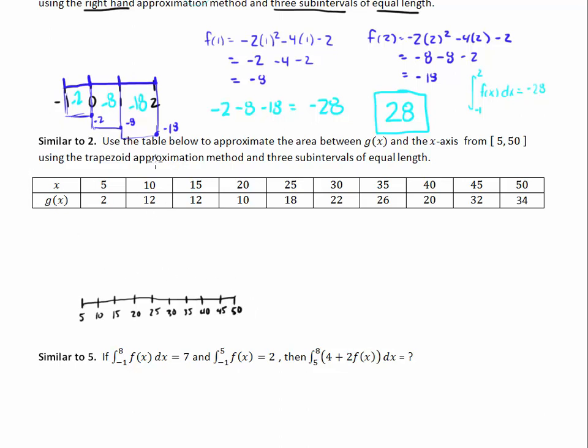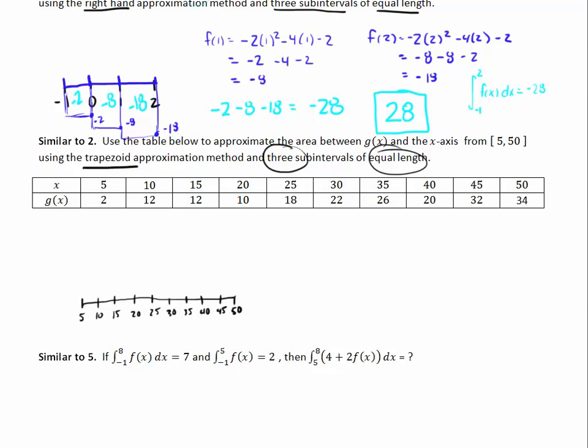And we are using, I guess I've got to read the directions. Use the table below to approximate the area between G and the x-axis from 5 to 50. Okay, so we're doing the whole span here, using the trapezoid approximation method and 3 subintervals of equal length.